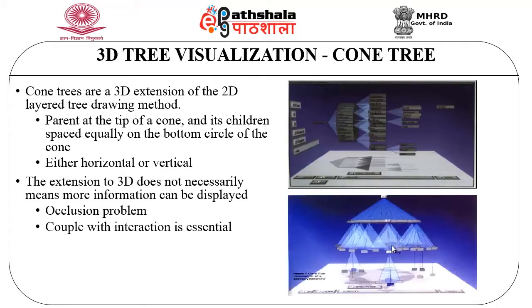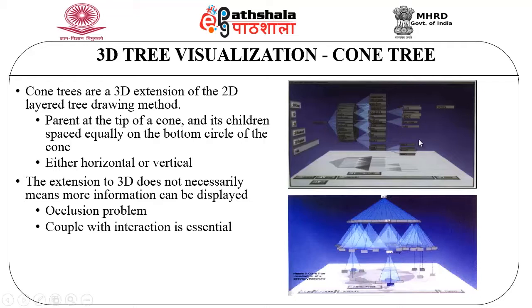The next 3D visualization of trees are the cone trees. These are good examples of cone trees that are being drawn. The cone trees are a 3D extension of the 2D layered tree drawing methodology. The parent is at the tip of the cone, and its children are spaced equally at the bottom circle of the cone. The children can be placed in a vertical manner, or they can be placed in a horizontal manner. The extension to 3D does not necessarily mean that more information can be displayed.